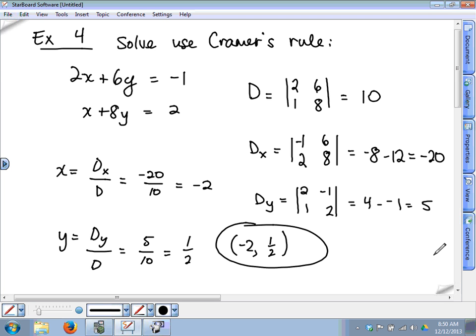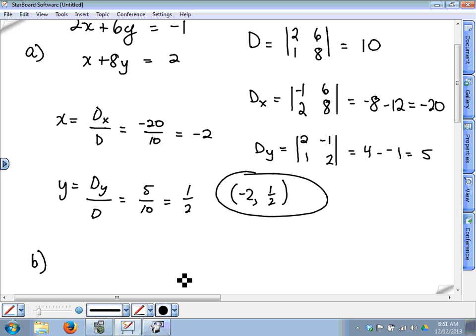I know it seems a little bit slower now because you're just learning it, but if you get good at this, it might even be faster than the elimination method or the substitution method, because it's just finding a bunch of determinants. It does not only apply to a 2x2 system. You can extend this to 3 equations with 3 variables, or 4 equations with 4 variables. It does become more labor intensive because you have to use determinants of a 3x3 matrix. Try this one, though, on your own. That's part A. Try part B, a new system here.